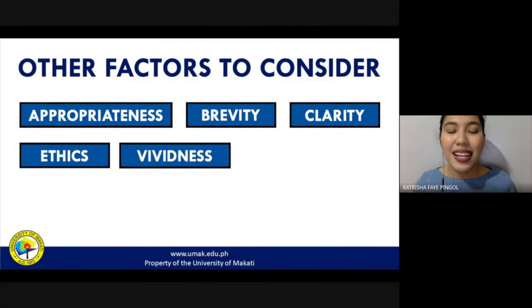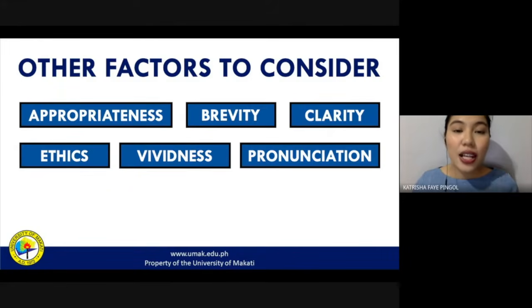One important factor to also consider is the way that you say things, the way that you say out your words. This is simply your pronunciation of the words. There are certain words that if you pronounce them incorrectly, they might change their meaning. So you have to be careful with your pronunciation as well.